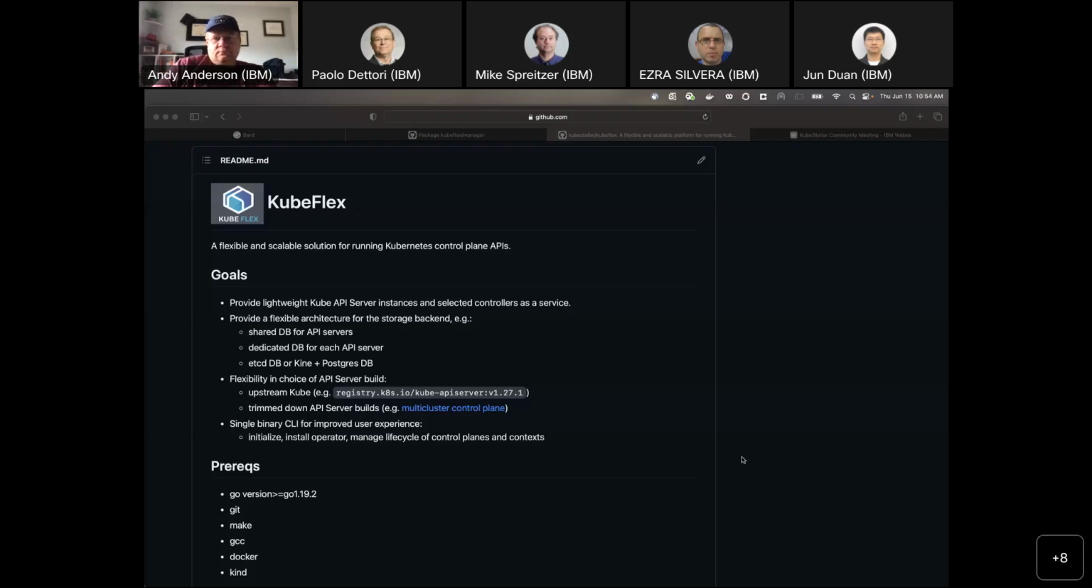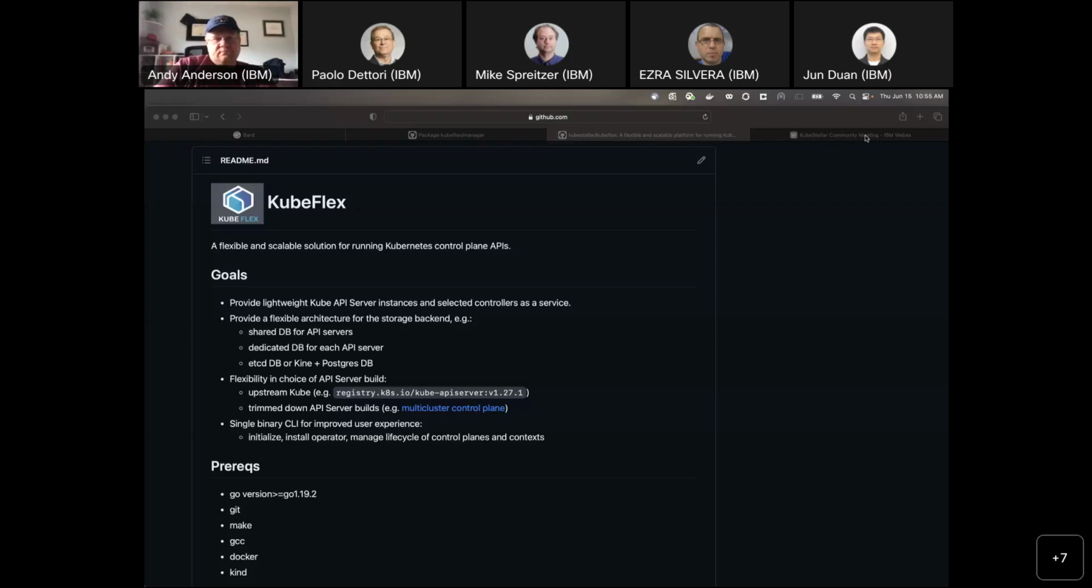The idea is to be able for the API server to use upstream Kubernetes distributions. For example, right now we're using the 127 image, but of course you can pick the image that you like to use, and possibly even explore more trimmed builds. There are other projects exploring the idea of using upstream API server libraries to build smaller footprint API servers running pretty much everything in one binary, similar to what KCP has been doing, but without, of course, the logical cluster within that particular context.